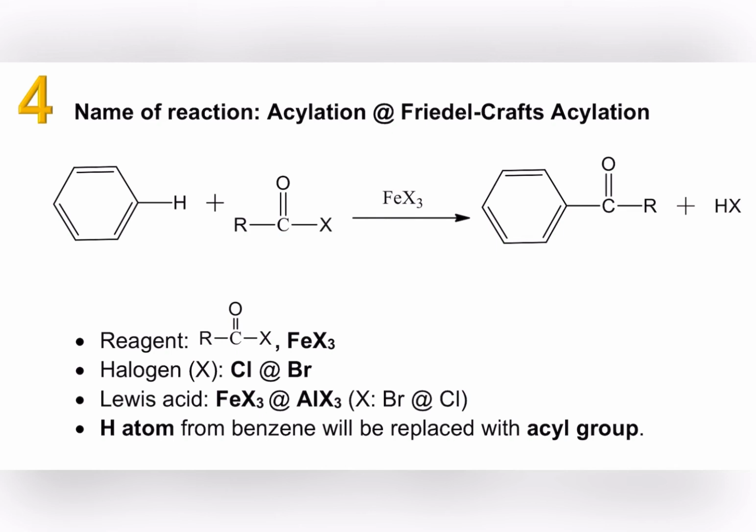So you have to detach the bond between this one. You can use the Lewis acid and put it at the top of the arrow. So right now your hydrogen will be replaced with the acyl group here. So you will get the final product, and please make sure you get the side product, the leftover halogen attached to the hydrogen from the benzene. So this reaction is what we call Friedel-Crafts acylation.